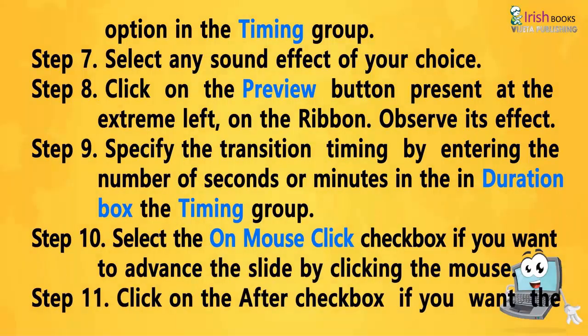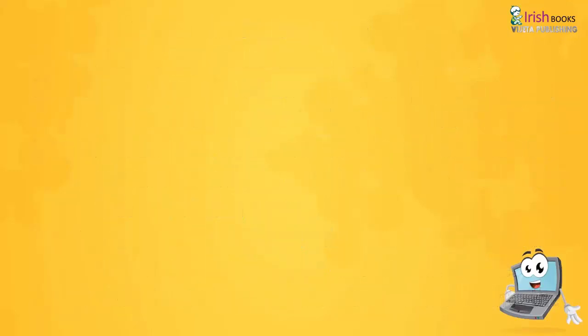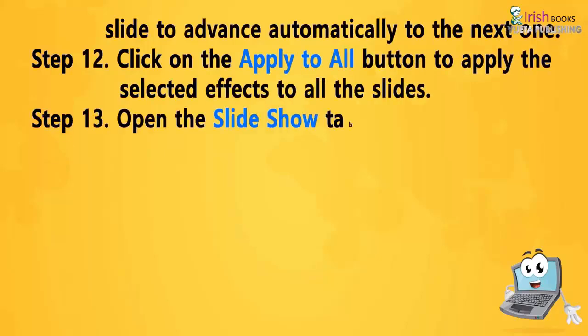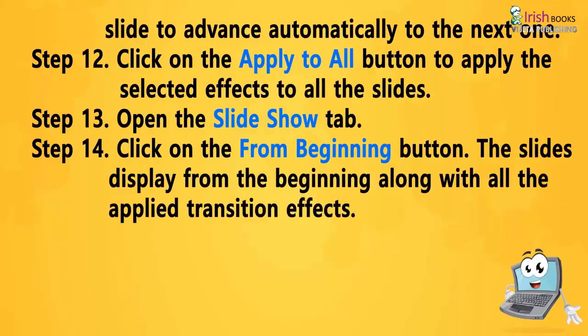Step 8. Click on the Preview button present at the extreme left on the ribbon. Observe its effect. Step 9. Specify the transition timing by entering the number of seconds or minutes in the Duration box in the Timing group. Step 10. Select the On Mouse Click checkbox if you want to advance the slide by clicking the mouse. Step 11. Click on the After checkbox if you want the slide to advance automatically to the next one. Step 12. Click on the Apply to All button to apply the selected effects to all the slides.